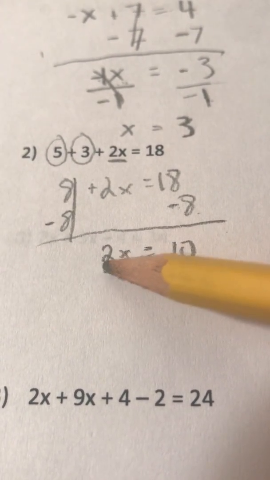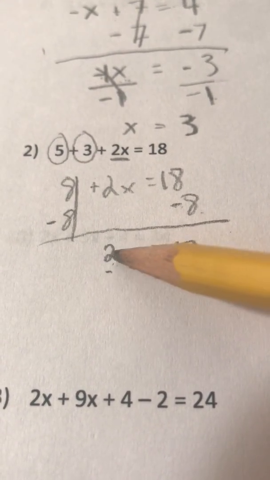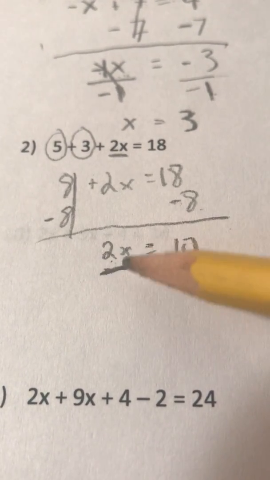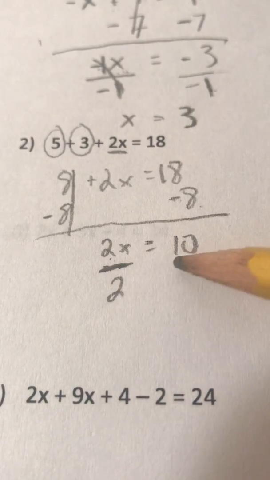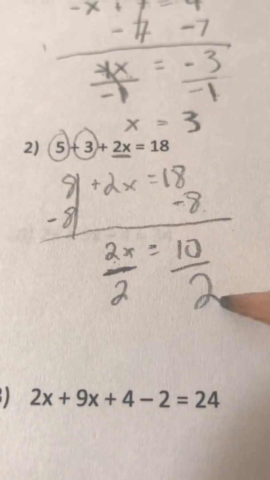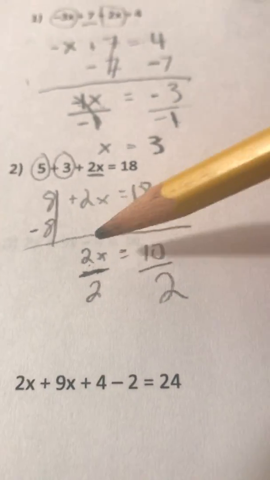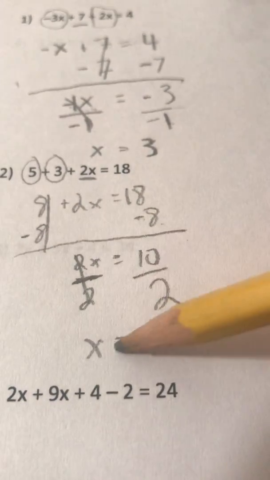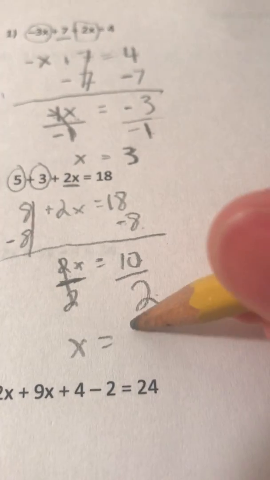2 is the coefficient. 2 and x are multiplying each other, so I got to do the opposite. I got to use division. I divide by 2. I do this on both sides, because what I do on one side, I do to the other. These 2 cancels out, leaving me with x. 10 divided by 2 is 5.